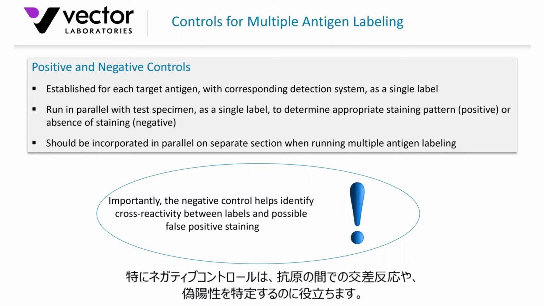Importantly, though, a negative control, and I'll just read from the slide, helps identify any potential cross-reactivity between the labels, say first and second, for example, and any false positive staining that you might be reporting on. Obviously, you don't want to go off on a tangent on false positive staining. Again, this underscores the importance of using these negative controls.